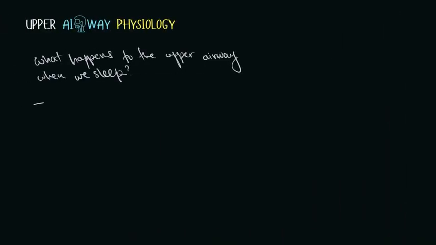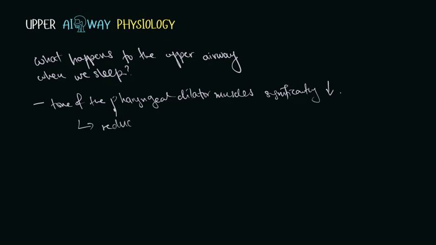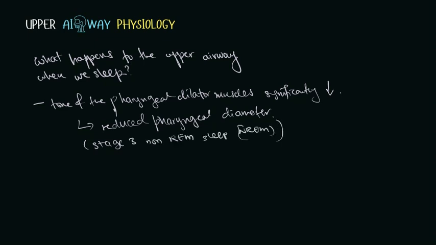So the question arises, what happens to the upper airway when we sleep? Remember our pharyngeal dilator muscles? Their tone will be reduced during sleep. This will lead to reduced pharyngeal diameter, and this is most significant at stage 3 of non-REM sleep.